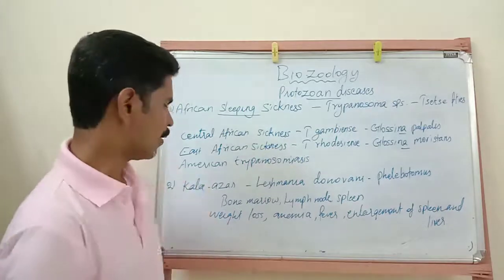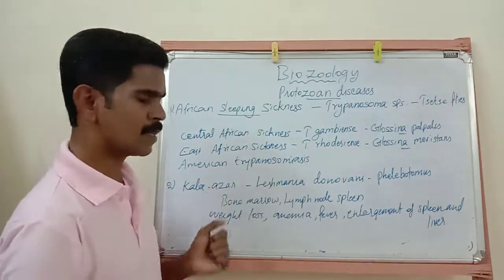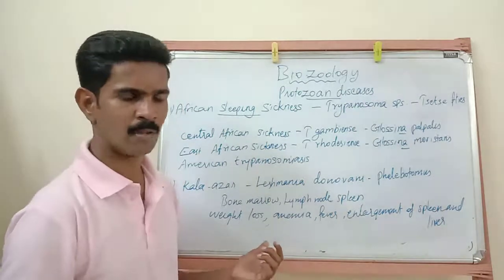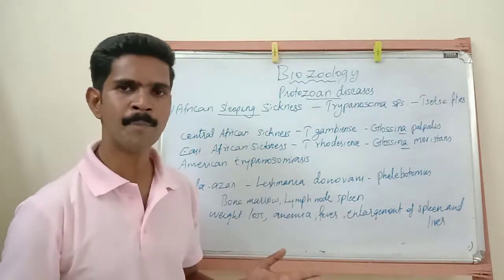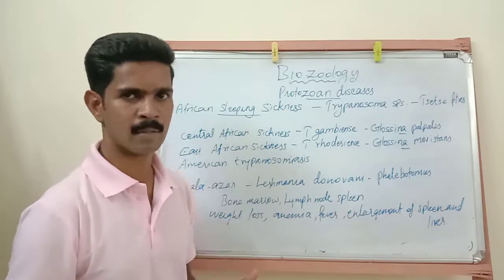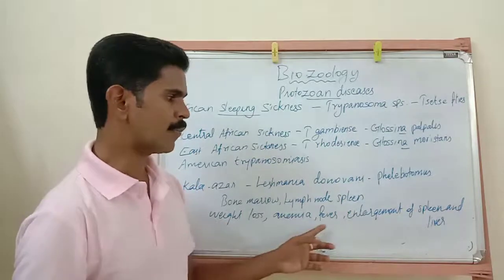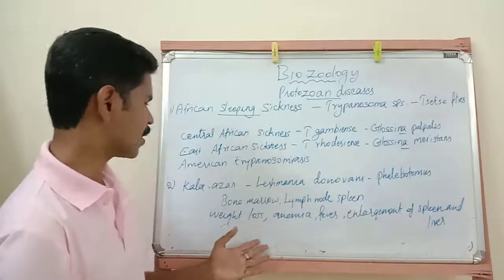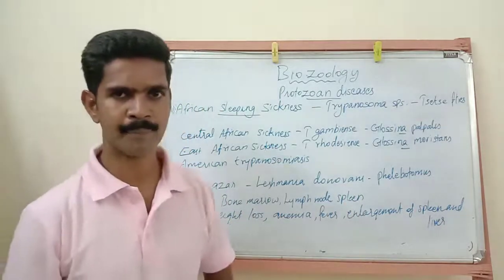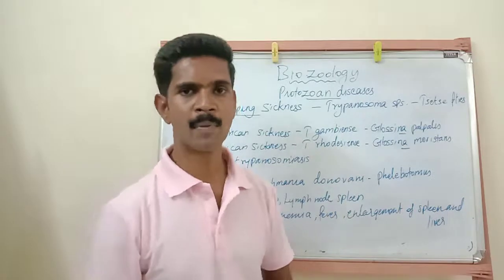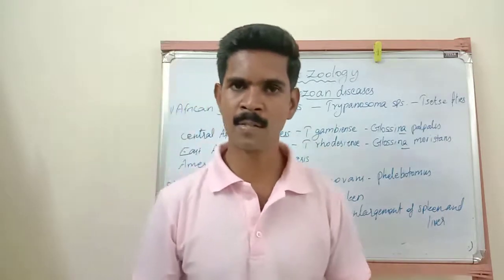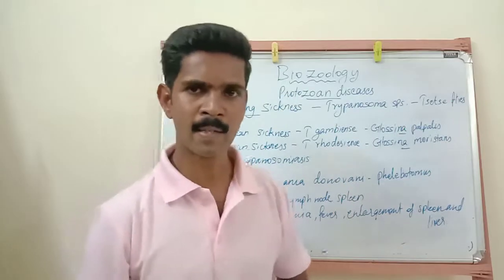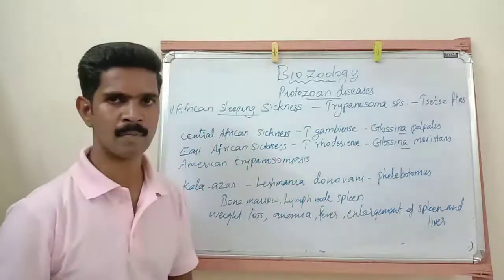If anyone is affected with Kala-azar, we can see some symptoms, particularly weight loss, anemia, which is a disease related to the blood, then fever, and enlargement of the spleen and liver. These are the symptoms of Kala-azar. So now we have completed two important diseases. The first protozoan disease is African sleeping sickness, and the second is Kala-azar.